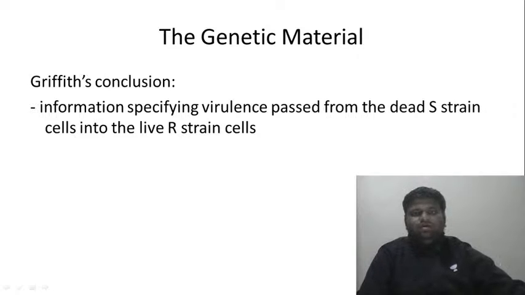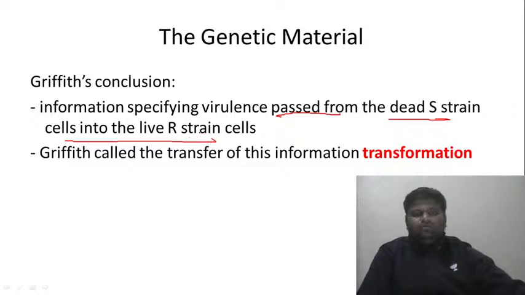So what was the conclusion? Griffith's conclusion was that there is some information specifying virulence that is passed from the dead S strain into the R strain. So this is where the idea came that DNA can be the genetic material. Griffith called this transfer of information transformation. So the virulence is passed from the dead S strain into the live R strain.